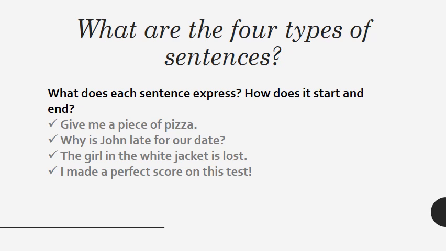Number three: The girl in the white jacket is lost, and I have a period at the end. You might say that it's an order. No, it's not an order or a command. Why? Look at the beginning. The girl, the subject, the sentence starts with the subject. And does this sentence give me an order here? No, it's not giving me an order.